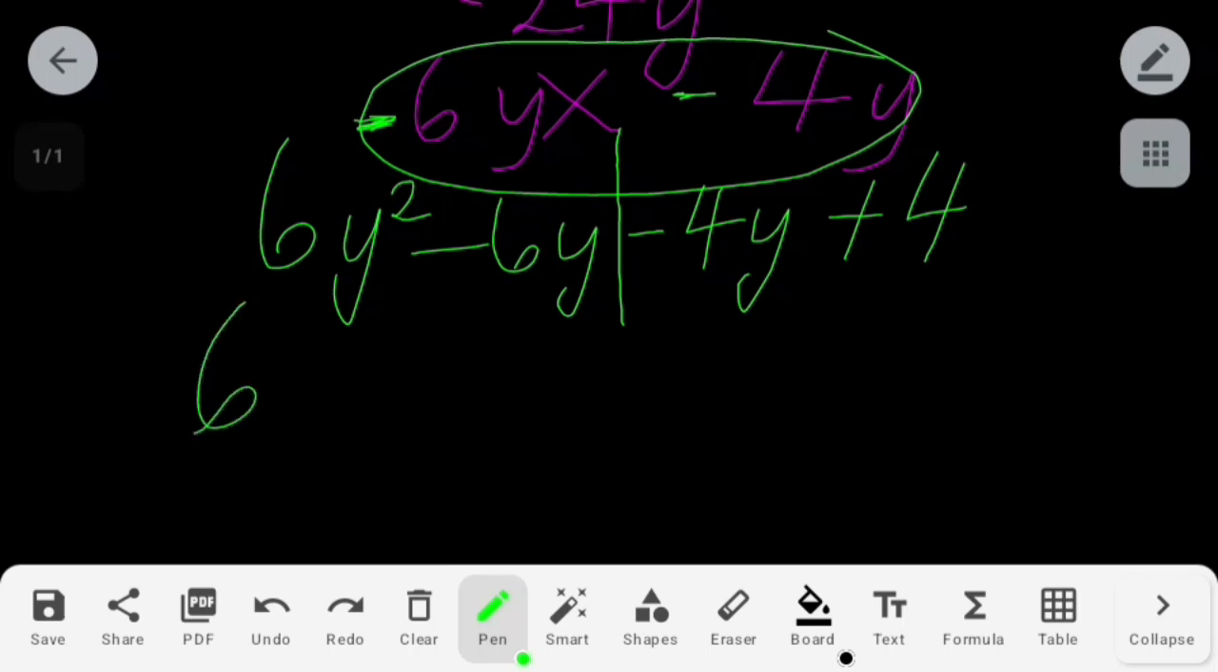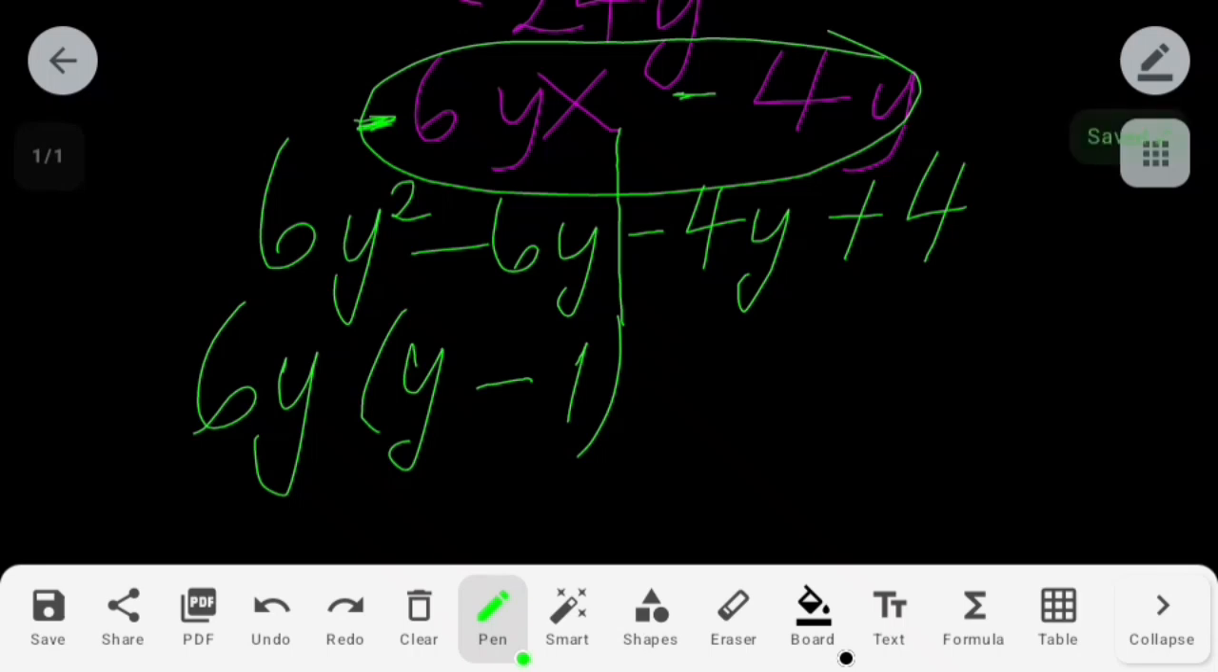Then a factor of y squared and y is y. And to get a 6y squared, we need another y. And to get a positive 6y, we need to multiply a positive 6 by a negative 1, like this.